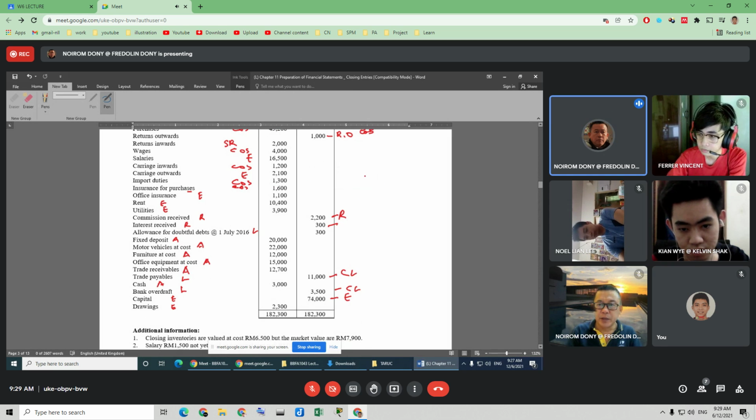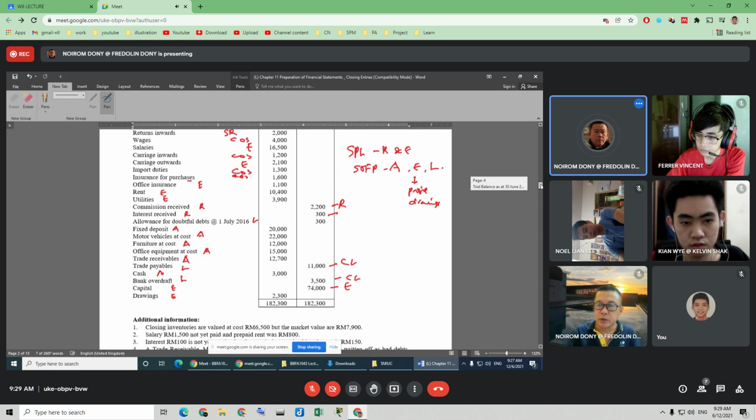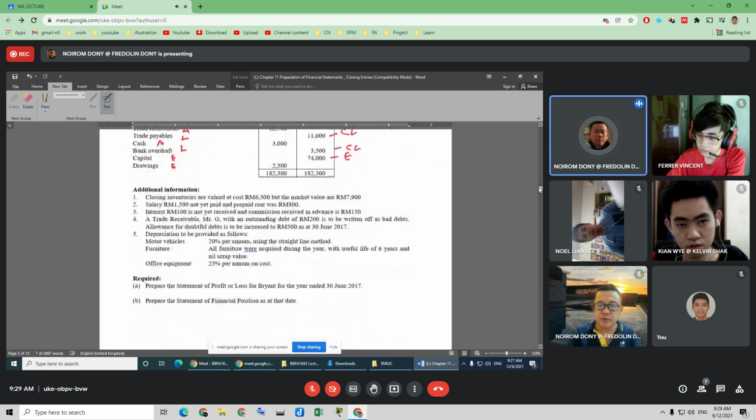So remember, SPL has only revenue and expenses. SOFP has asset, equity, and liability. Under equity we have profit and we have drawings. So this is the guidance. Now, whatever is in the trial balance, the double entry is already completed. We don't have to do anything anymore, except the additional information.